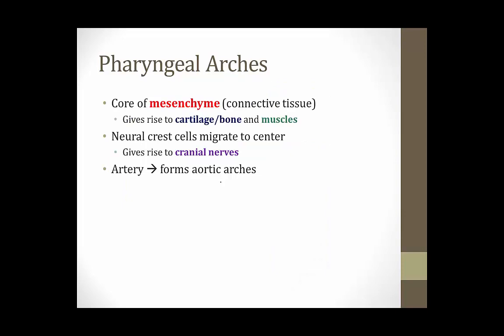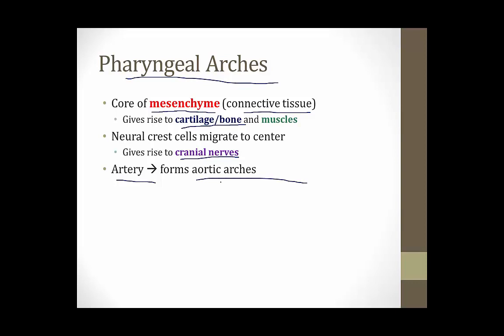In another video, I'll talk about the pharyngeal clefts and pouches, but in this video, I'm going to focus on the pharyngeal arches. So each of the pharyngeal arches contains a core of mesenchyme, which is connective tissue mostly derived from mesoderm, and this will give rise to cartilage, bone, and muscles. In addition, neural crest cells migrate to the center of each pharyngeal arch, and they will give rise to cranial nerves. And then finally, an artery forms from each pharyngeal arch, and this will form what is sometimes called the aortic arches, which will develop into blood vessels.